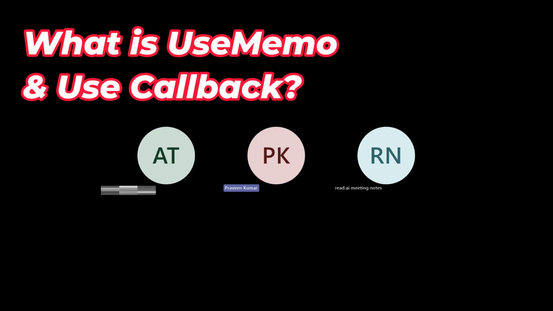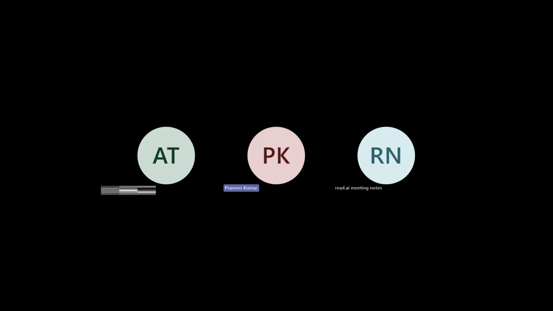So useMemo and useCallback both are used for memoizing. The difference between them is useMemo is used for memoizing the function result, and it returns the same result without calculating the whole thing again if it gets the same parameter. And second, useCallback will return the same function reference until its dependencies change, you can say.